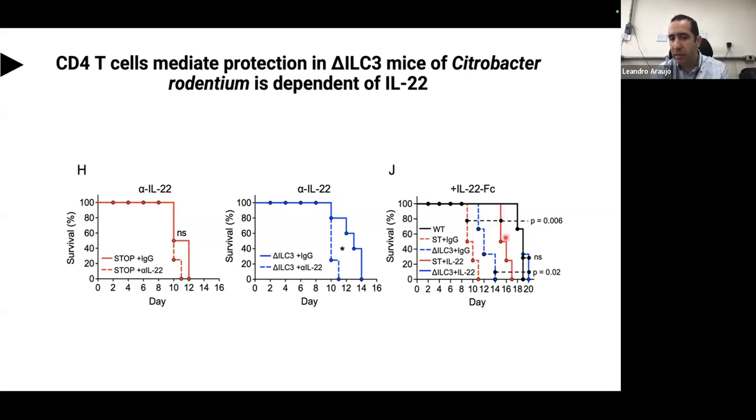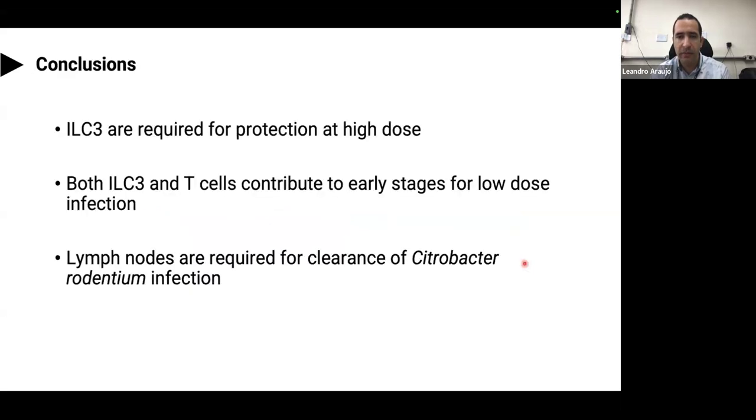When we treated the mice with IL-22, we can observe here the stop mice survive longer, and the wild type and the delta ILC3 mice are very similar, showing that IL-22 is really important for this infection. So in this part, we conclude that ILC3s are required for the protection at high dose. Both ILC3s and T cells contribute to the early stage for low dose infection, and the lymph nodes are required for the clearance of Citrobacter rodentium infection.